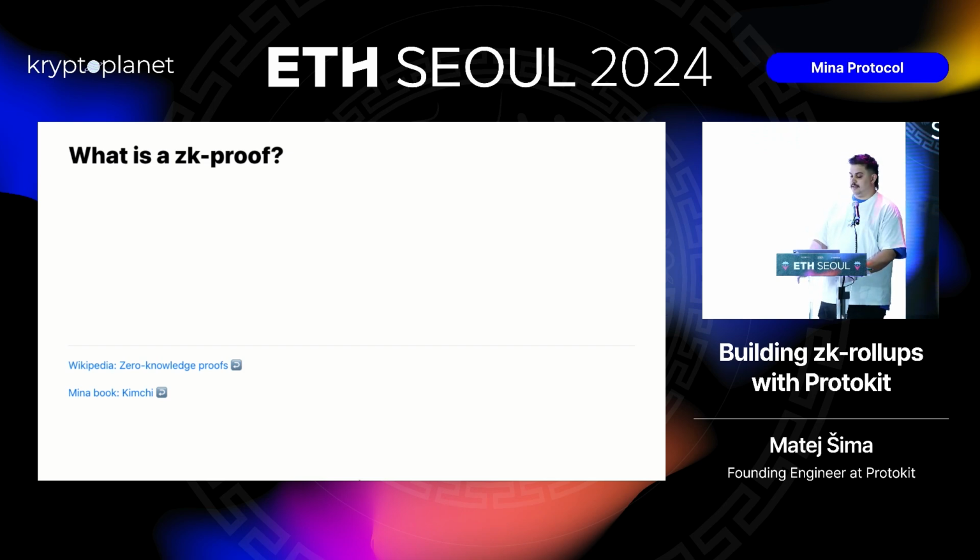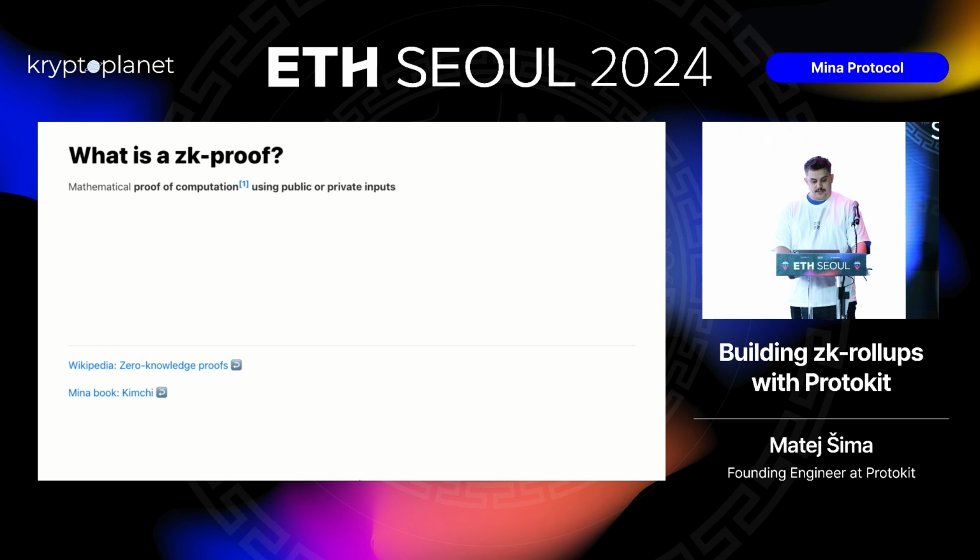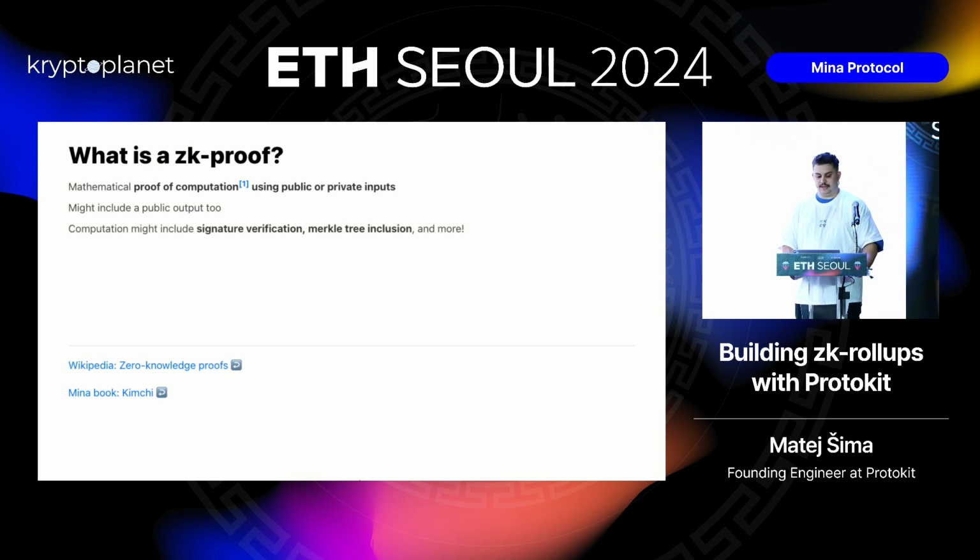First thing you need to understand is what is a ZK proof. A ZK proof is a proof of computation in a mathematical sense, done on top of private or public inputs. We have public or private inputs, but we also can have public outputs. So you can think of a ZK proof as some sort of function, could be a programming language function, that takes data as an input, does some computation, and provides data as an output. The things that you can be computing within your zero-knowledge proof might include things like signature verification, Merkle tree inclusion, hashing, and all sorts of different things.